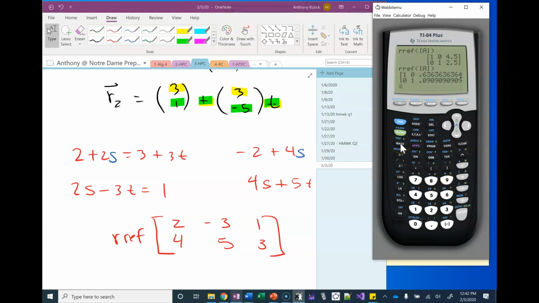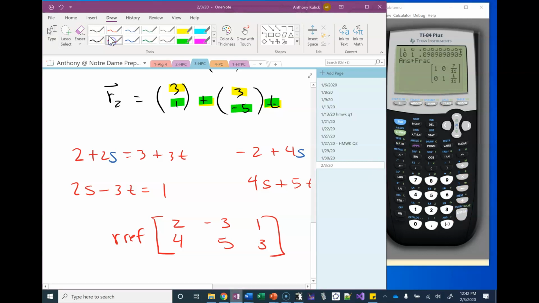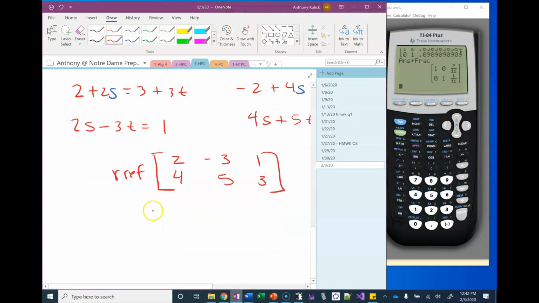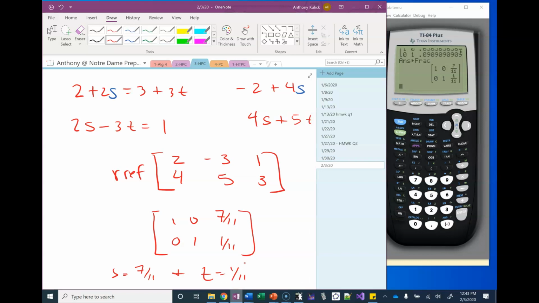And that's not an appealing looking answer to me with all those crazy decimals. But if I do the math frac command, it'll give this to me as a fraction, which is a whole lot nicer. So what this tells me is S is 7 over 11, and then T is 1 over 11. But that's not my point, right? Those are parameters to my equations, which will allow me to find my point.